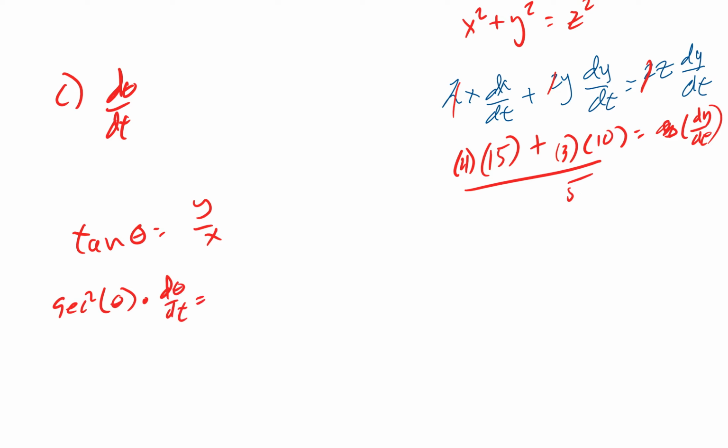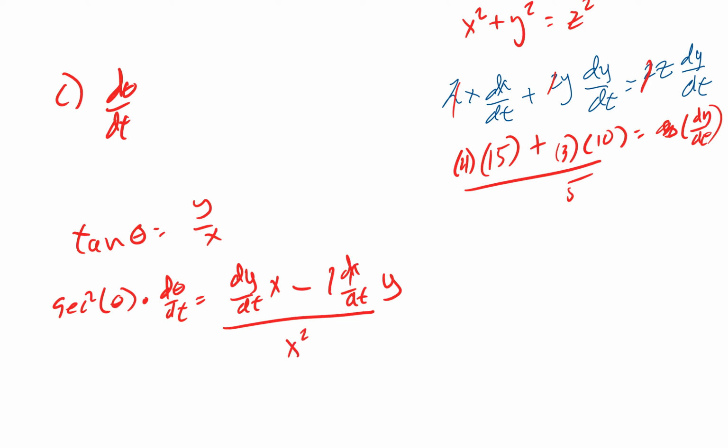And on this side, that's a quotient rule. So we gotta take the derivative of the top, 1 dy dt because of the wrong variable, times the bottom left alone, minus the derivative of the bottom, 1 dx dt, wrong variable still, because we're with respect to t, times the top left alone, all over the bottom squared.